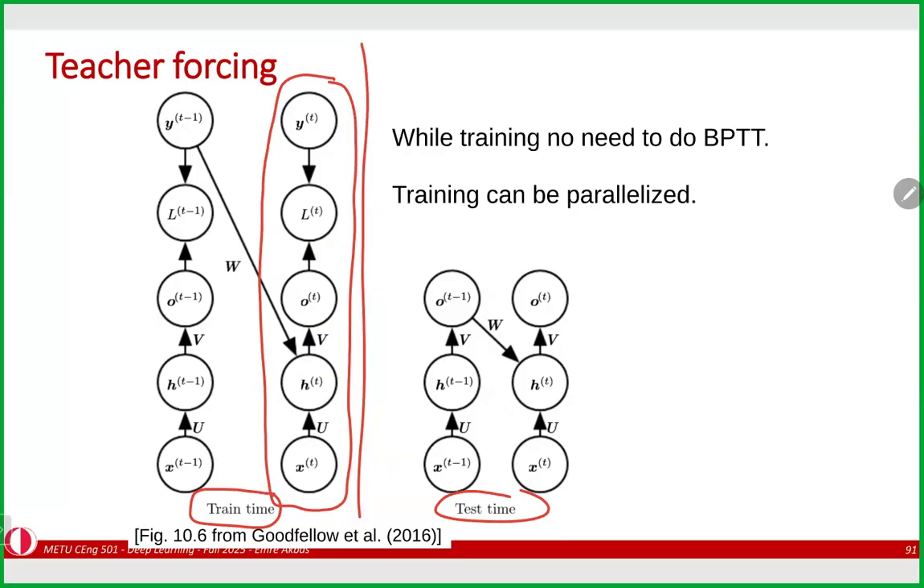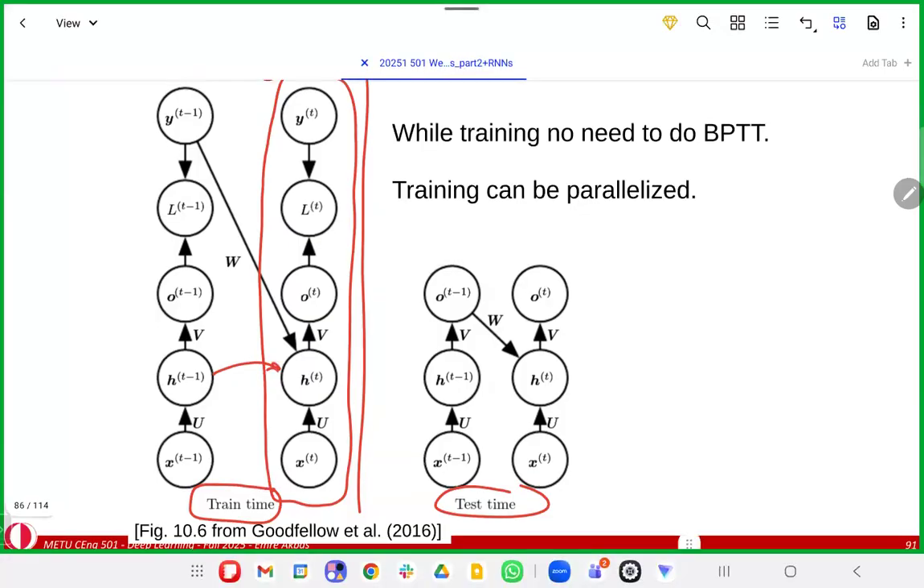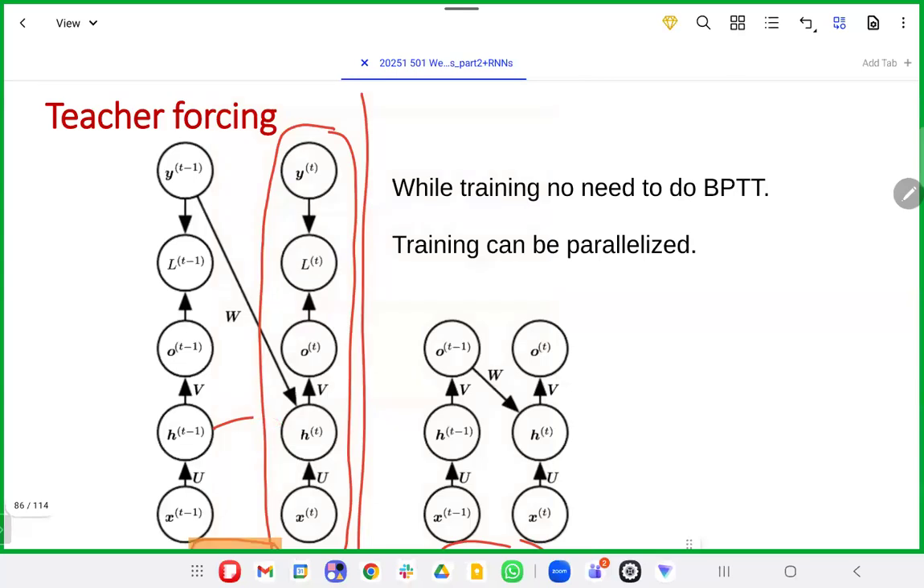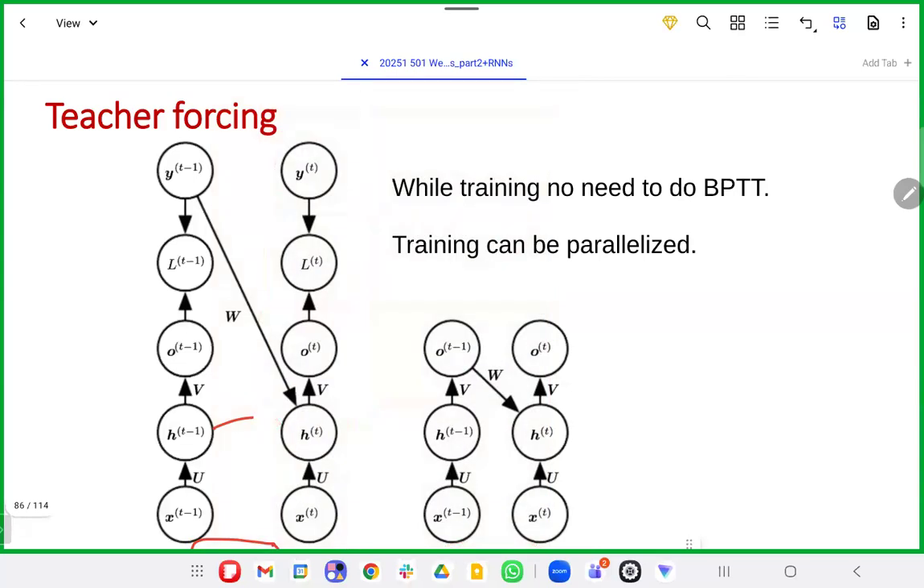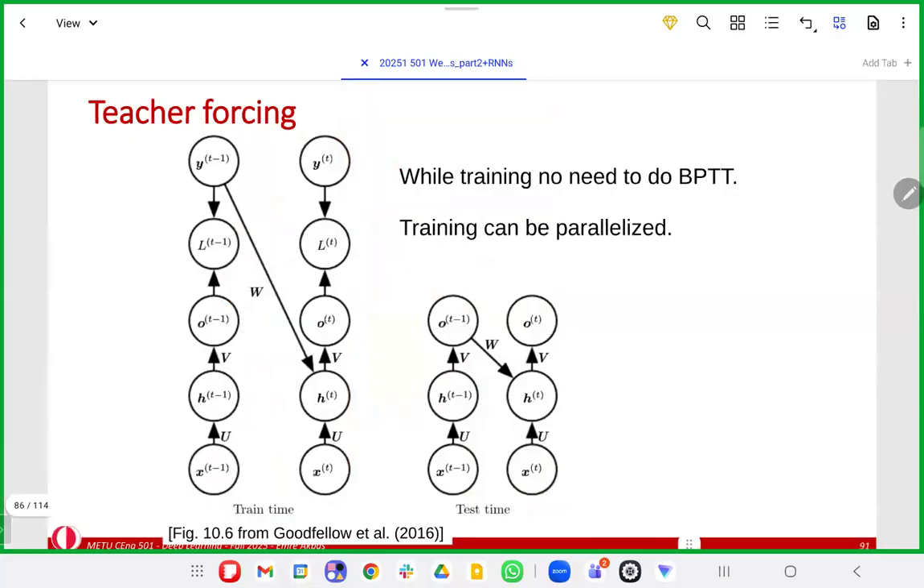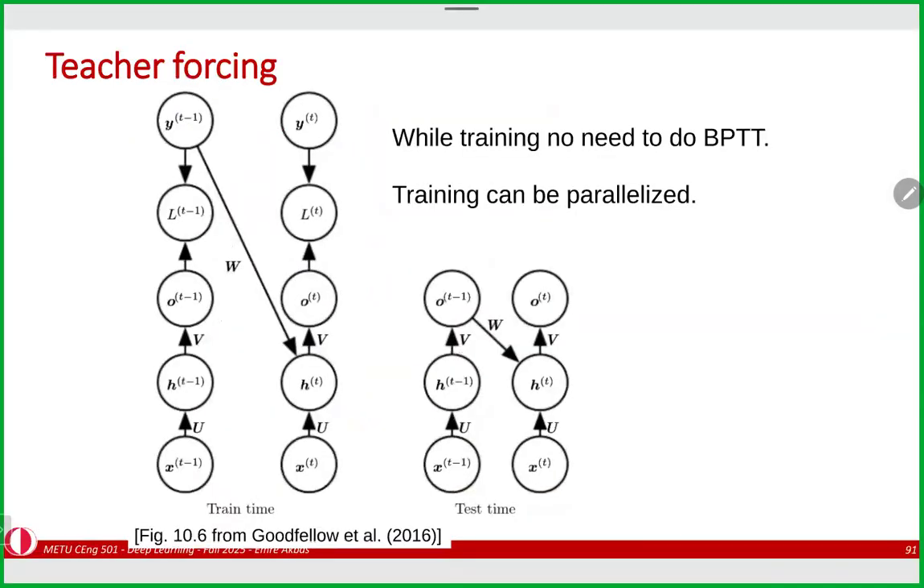But if you did the standard thing, which took this connection, then you have to consume the whole sentence in order to compute the output for the last word. Okay? And that's the bottleneck.